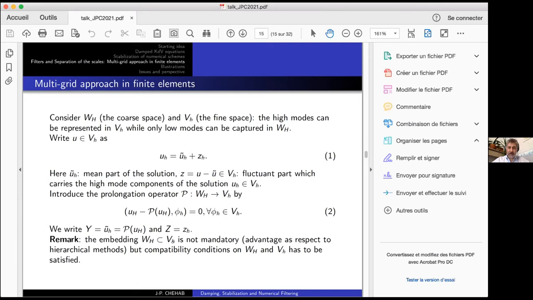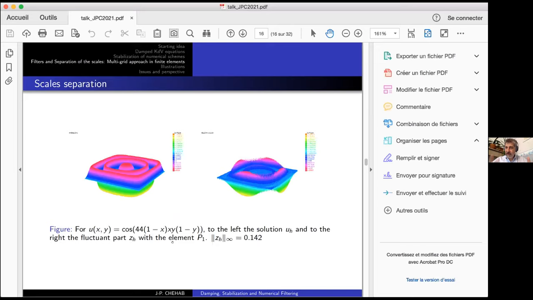And what is very interesting is that you do not need a hierarchical basis. So just to give an illustration, what is the effect of the separation of the scales when considering, for instance, a 2D function, this one? You have the function here. And here you have the high mode component, the Z1, okay? So when using P1 elements, here the L2 norm is about one, and here the high mode component is much smaller.